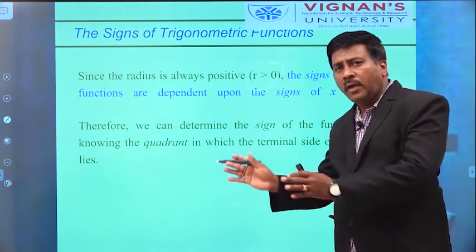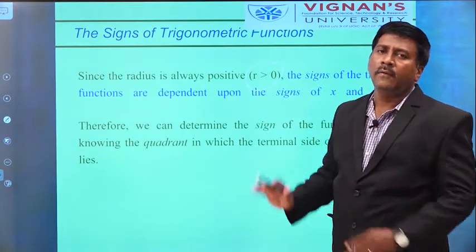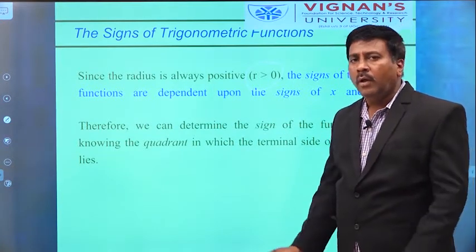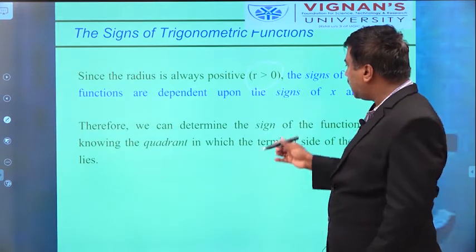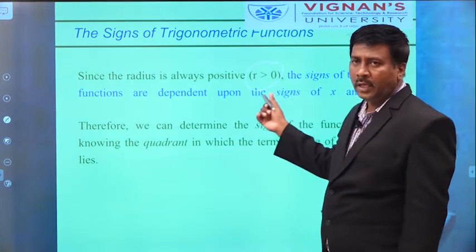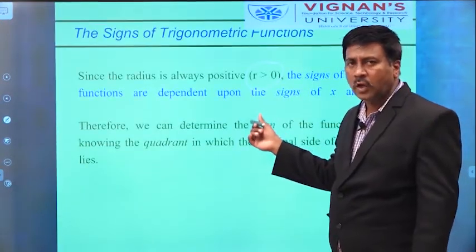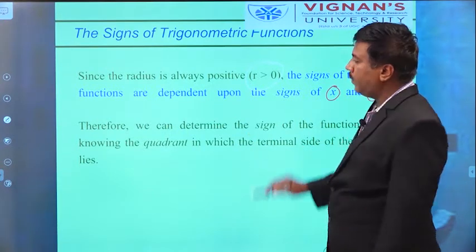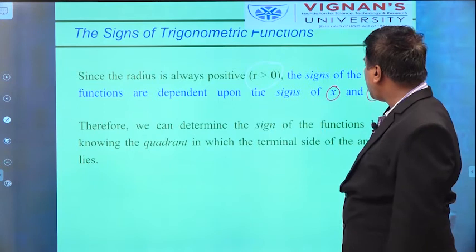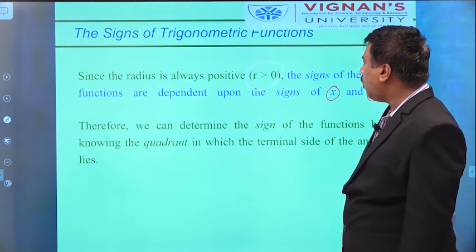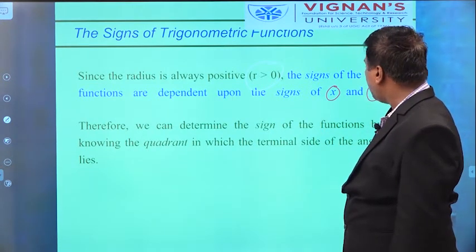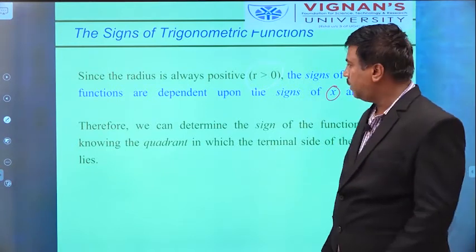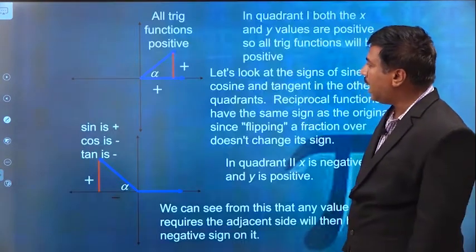That means the length of the x-axis and the length of the y-axis. The signs of the trigonometric ratios, sine theta, cos theta and so on, depend upon the values of x and y only. Therefore, we can determine the sign of the functions by knowing the quadrant in which the terminal side of the angle lies.